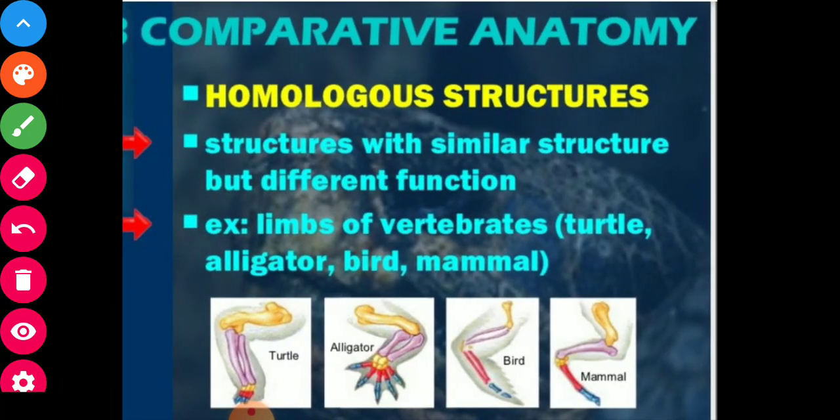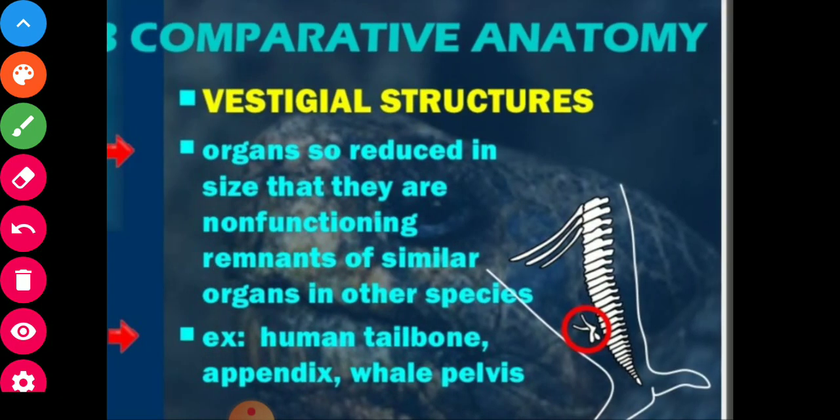In comparative anatomy, you can see here similar structures but having different functions. Examples are given. These are the homologous structures. Vestigial structures: organs were reduced in size and they are not functioning. Remnants of similar organs in other species. So they are called vestigial organs.